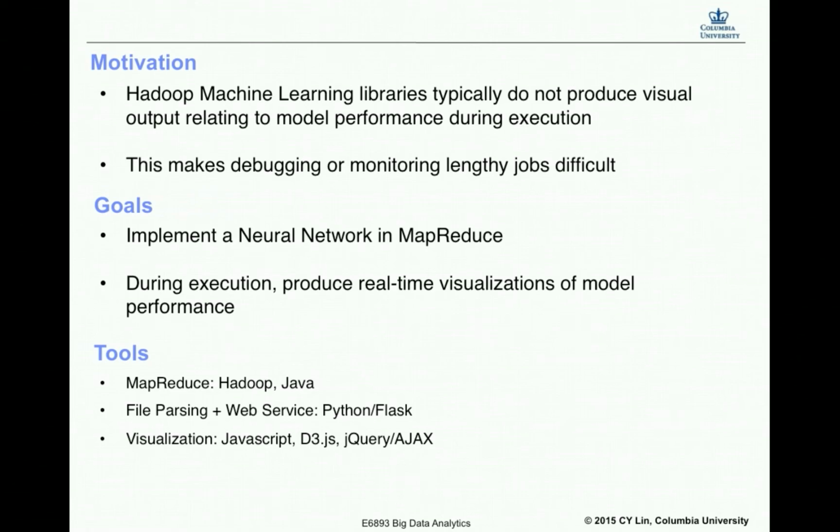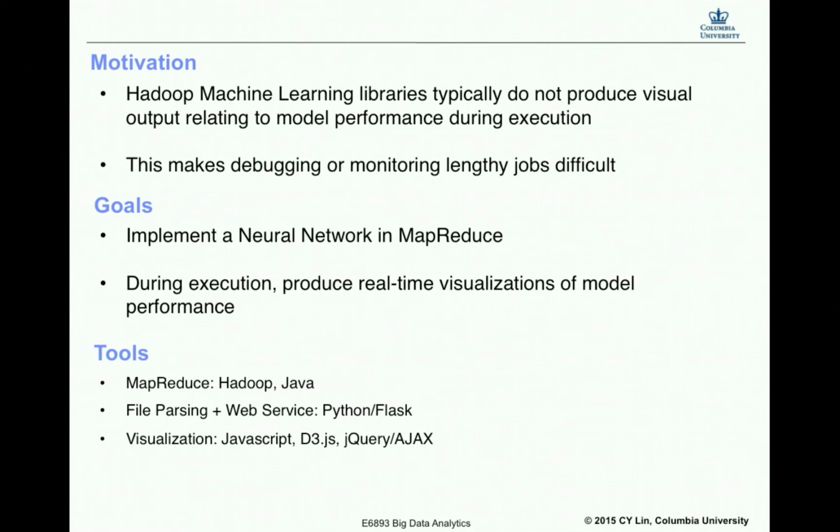So our primary motivation for doing this project was through our experiences using existing libraries like Mahout. These have very good performance, but they don't provide any really nice visualizations of the actual model that's being run. So really, they only say how far the mapper has progressed or how far the reducer has progressed. And what we really wanted to add to this was some algorithm-specific visualization.